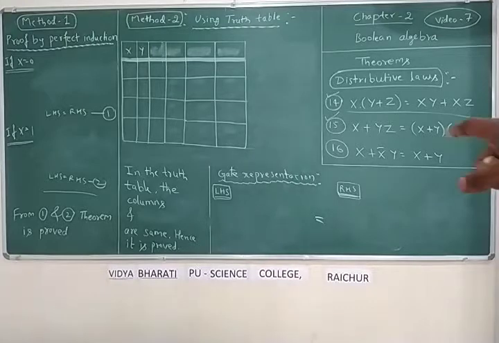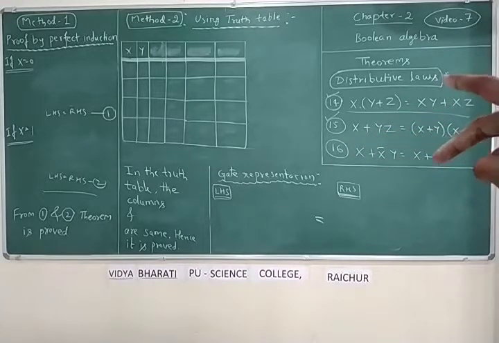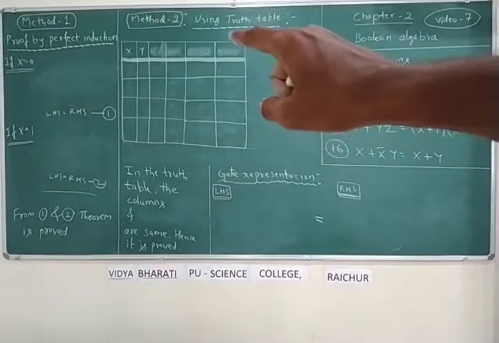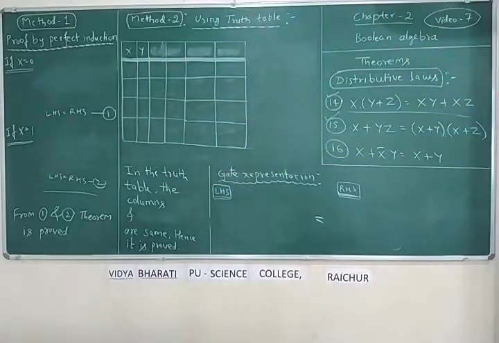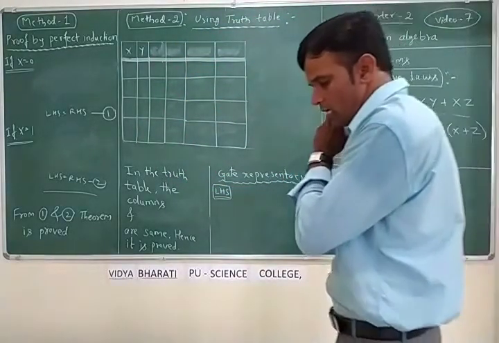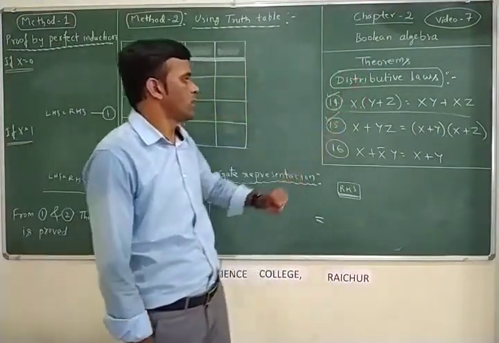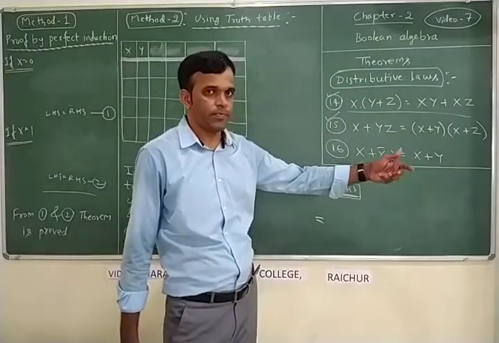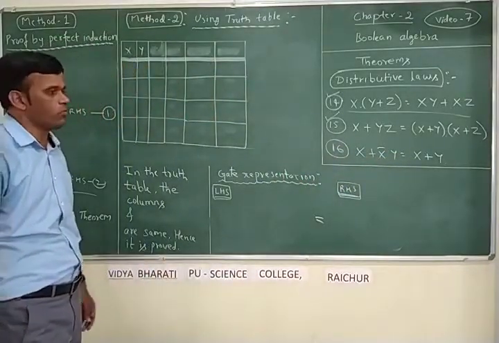The 16th one, it is simple compared to the previous 2, because in the 16th we are having only 2 different variables. Okay, that's why I changed that to table. Now we are going to have only 4 rows. So let me take up this 16th one, the last theorem in this distributive laws. So x plus x complement y is going to be equal with x plus y. So prove by perfect induction.